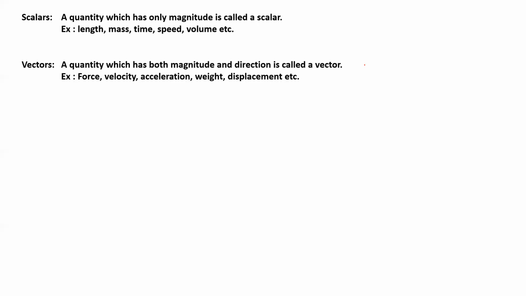There are two types of quantities. Quantity which has magnitude, like suppose we discuss the length of the table or mass of some substance, or time, speed, volume. All these quantities are scalar quantities because they have only magnitude.